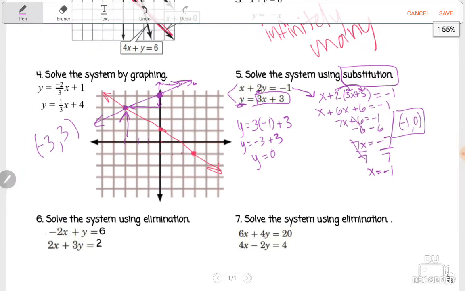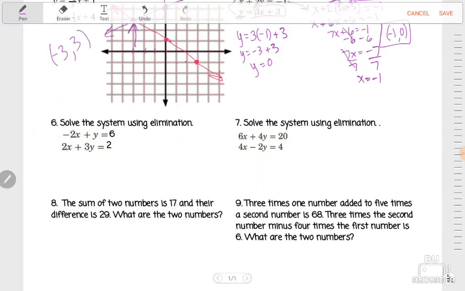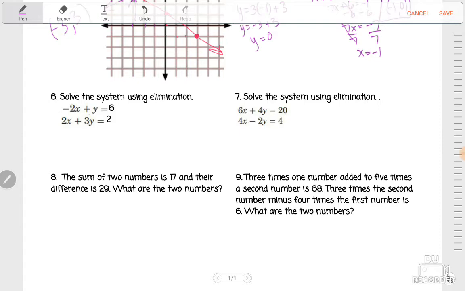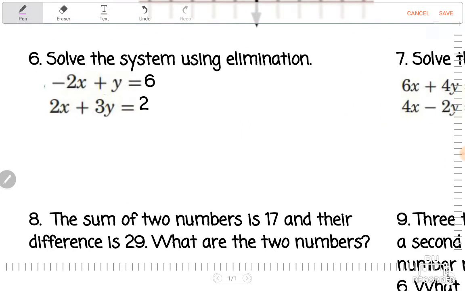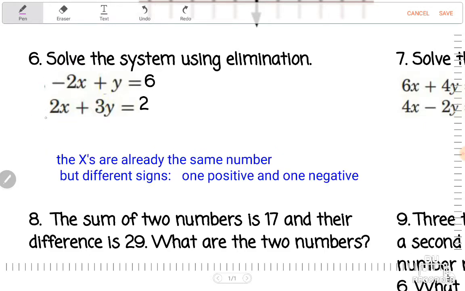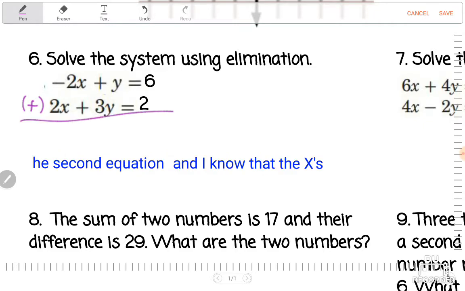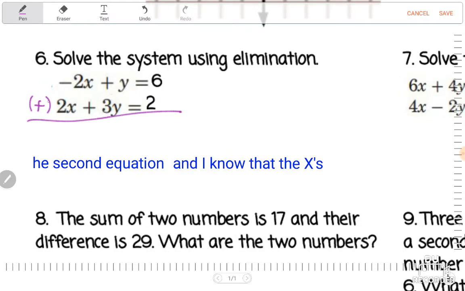All right. Moving on to numbers 6 and 7. These are the elimination problems. So the first one, number 6, is a little easier because I don't have to multiply anything. I'm noticing right here that the x's are already the same number but different signs. So they're both 2, but this one's positive and this one's negative, which is exactly what I want because I can just add, and I know that -2x plus 2x is going to be 0, so that cancels out.